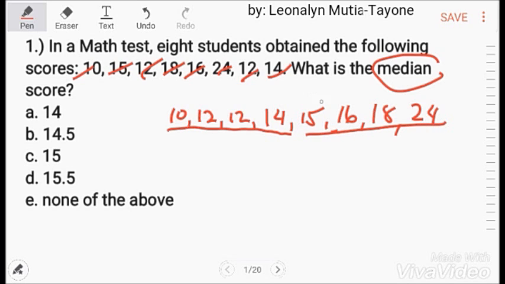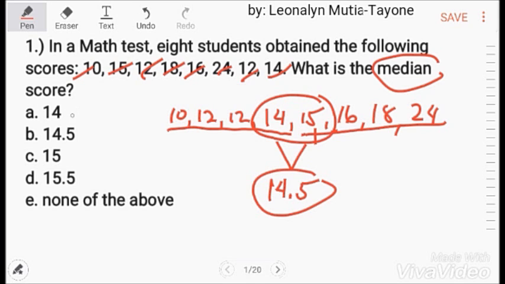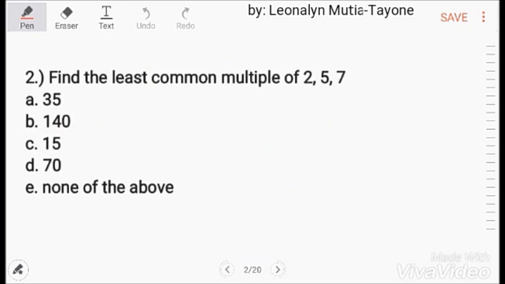This is 4, so 14 and 15 ang nasa gitna. So, itong 14 and 15, i-add mo yan at i-divide ng 2, and that is 14.5. Or, minusan mo siya ng 1, yung 1 hatiin mo sa dalawa, so that is 14.5. So, the answer is letter B.